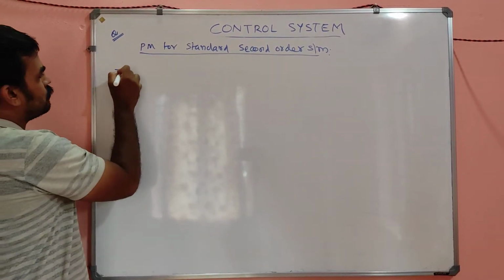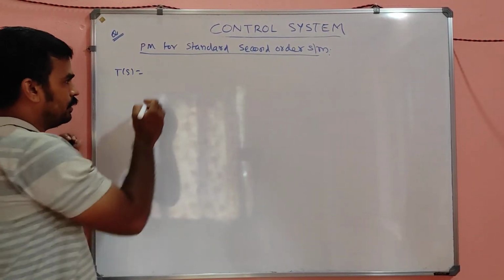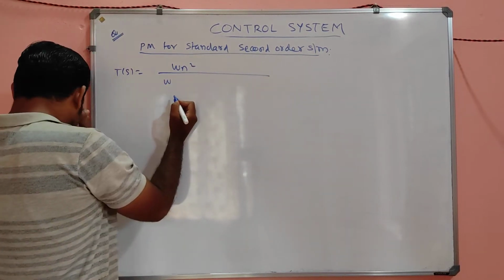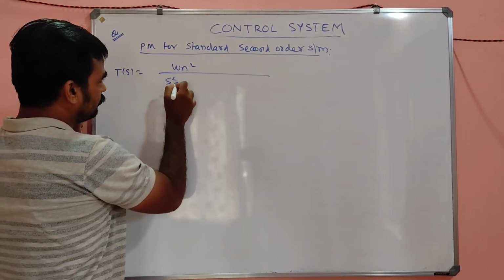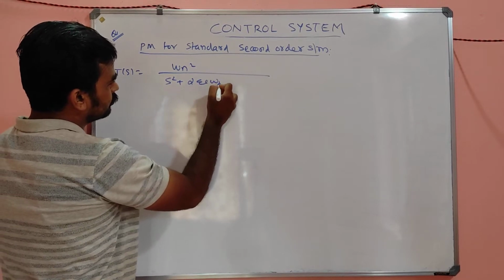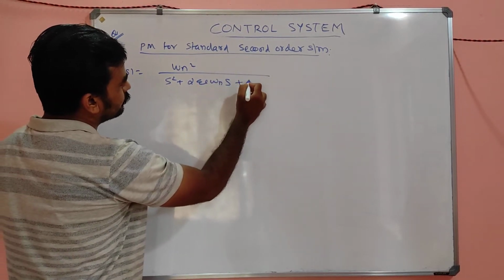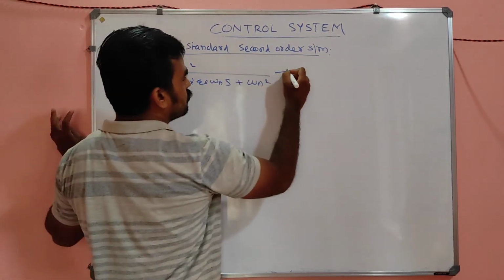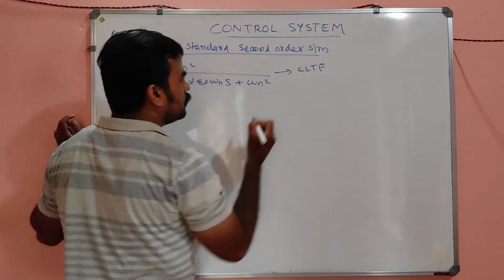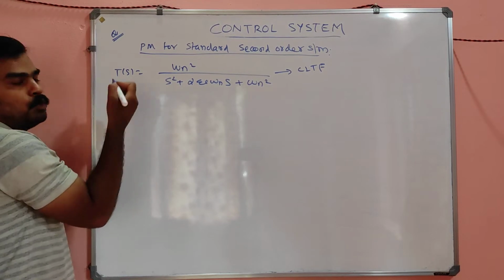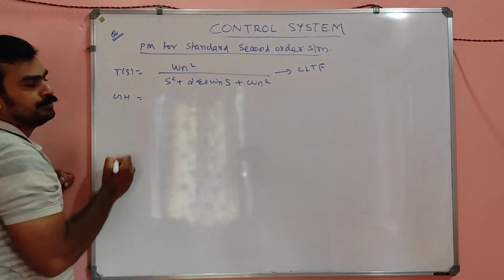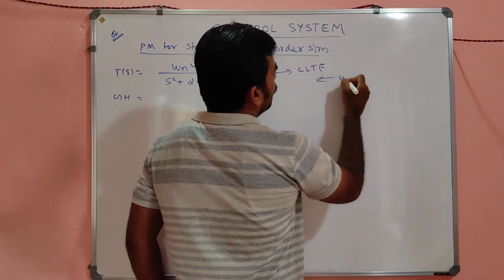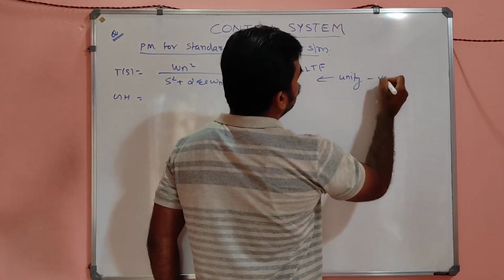What is the transfer function of the standard second order system? You have to remember it all the time. It's very, very important. This is a closed loop transfer function. So how can we obtain the open loop transfer function GH? This is a unity negative feedback.